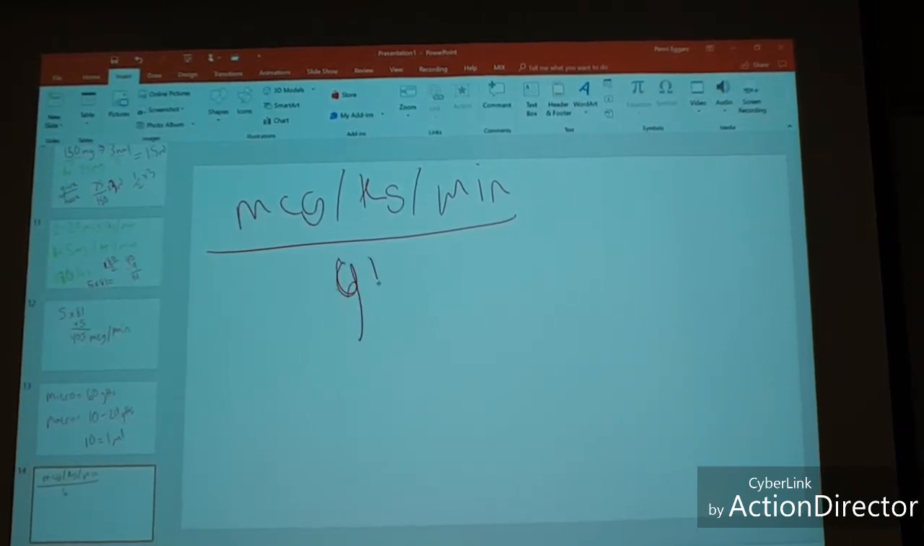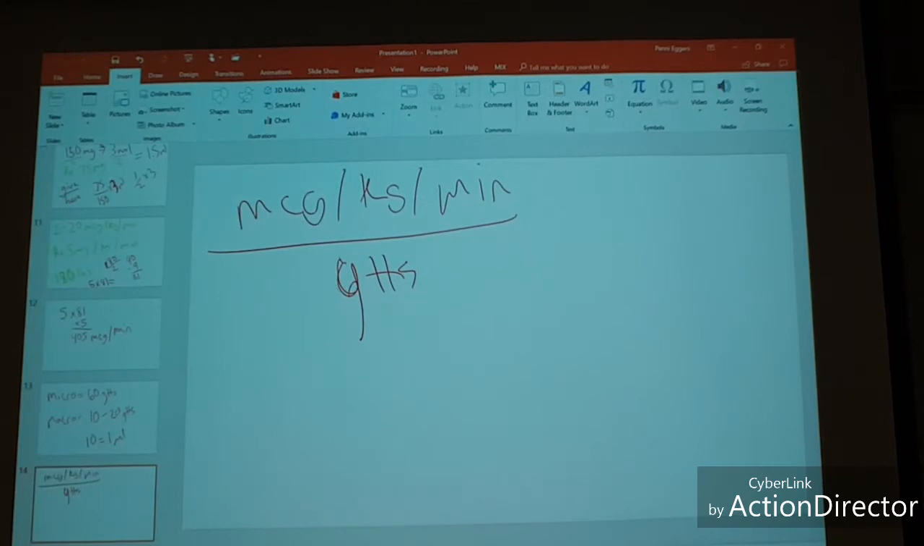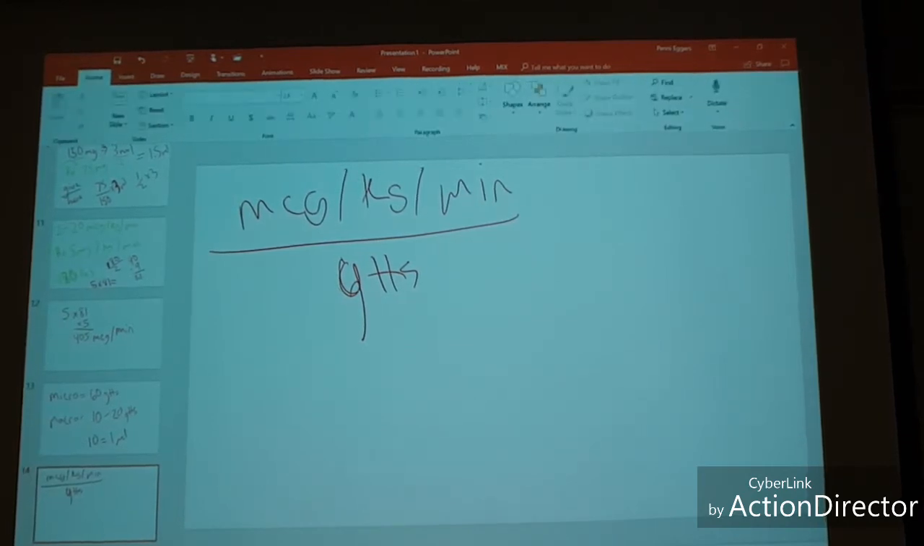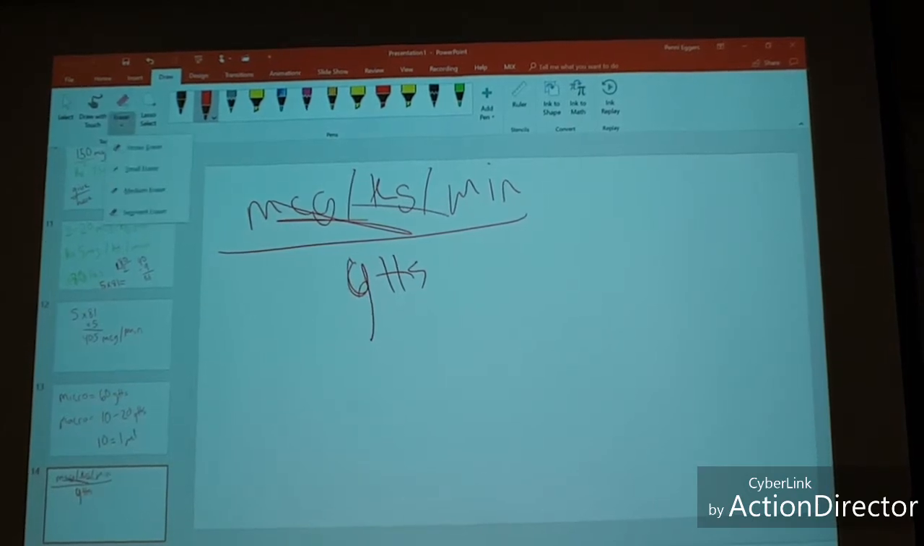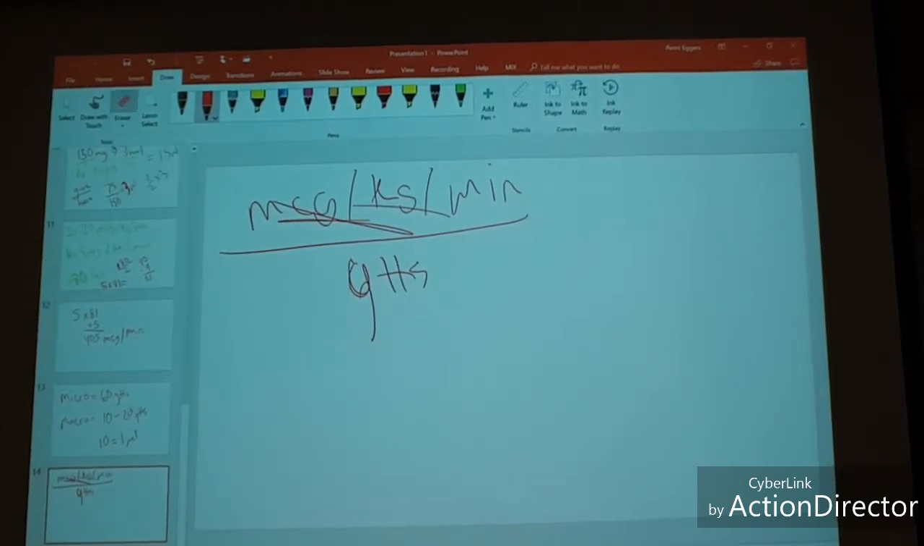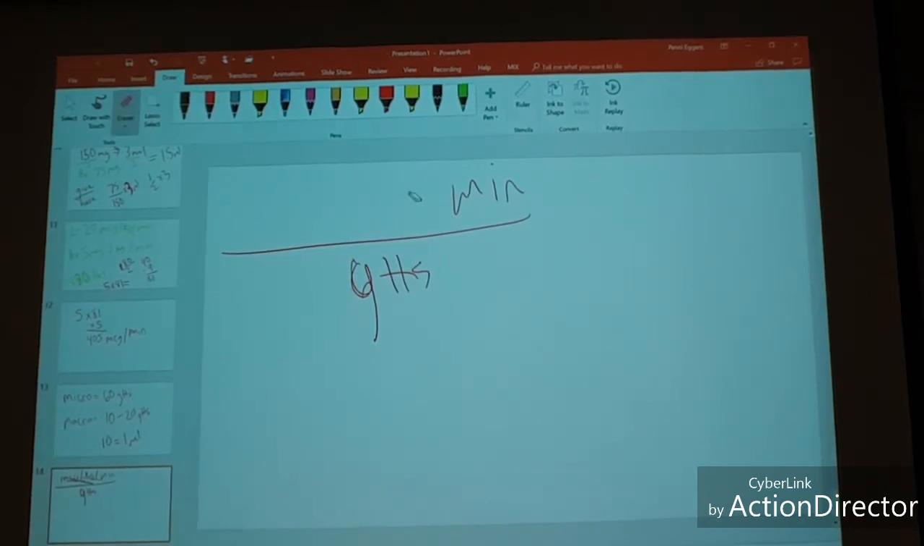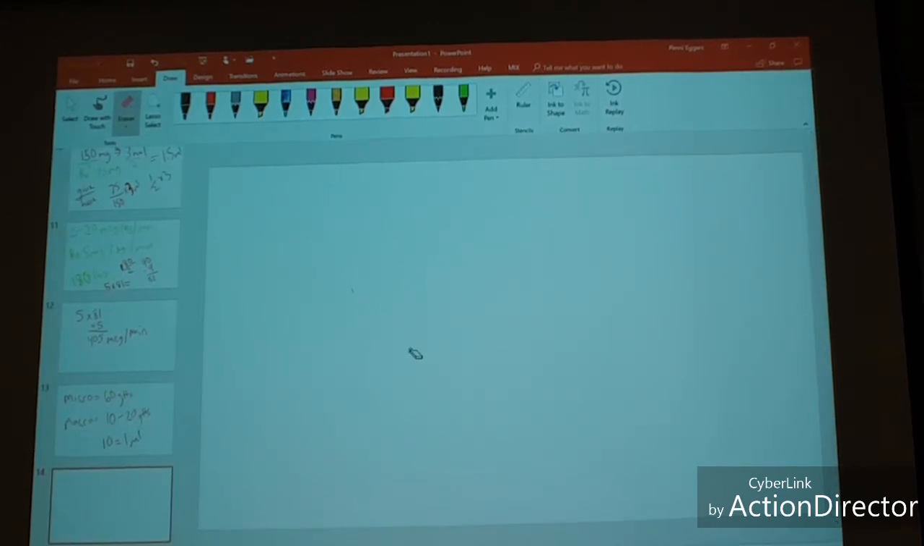Oops, that's supposed to be a G. Actually, I messed up. Let me reverse that. That's not how it's supposed to be. Eraser. So I got a little cheat sheet over here. Let me just draw out the formula, because that's easier for me to do it that way.